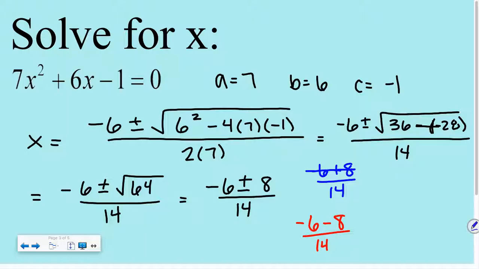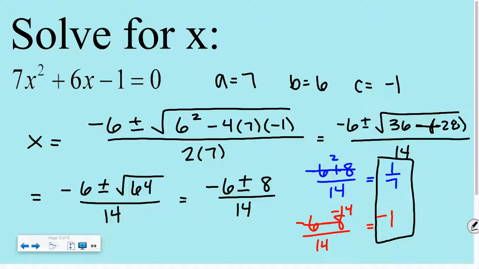2, and 2 over 14 would become 1/7. Negative 6 minus 8 is negative 14, and negative 14 over 14 would be negative 1. Wait, do we have to plug those in, or do we have to set those equal to 0 and then subtract them? These are your solutions. Okay, I couldn't remember. Yep, these are your two solutions.